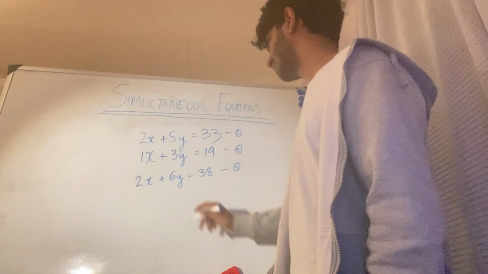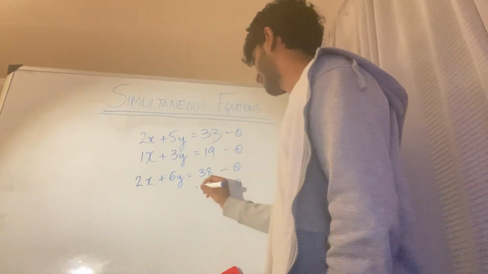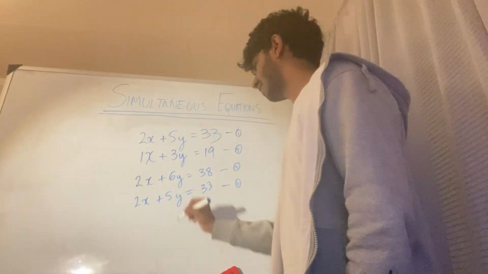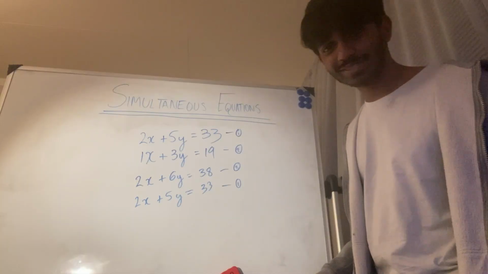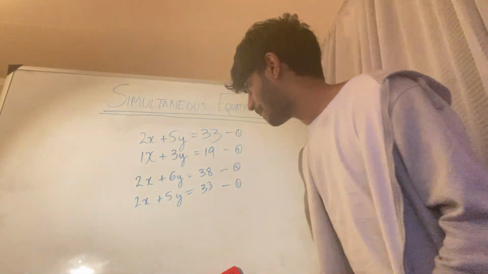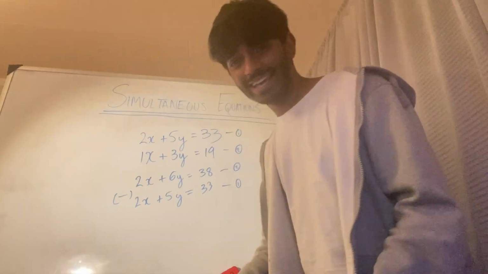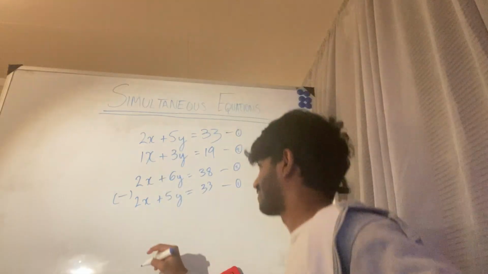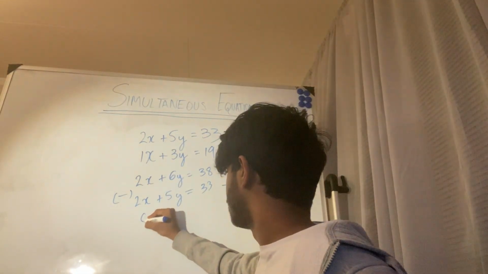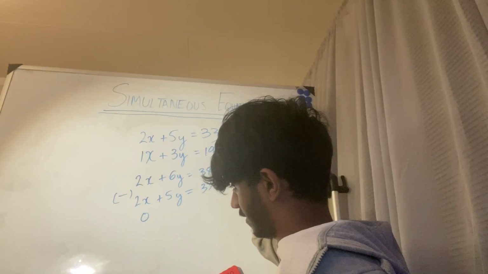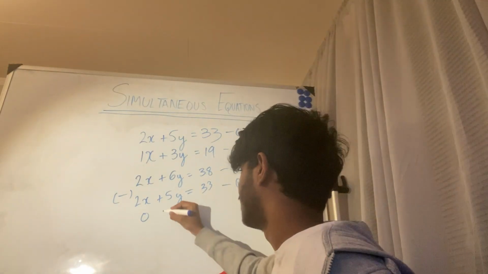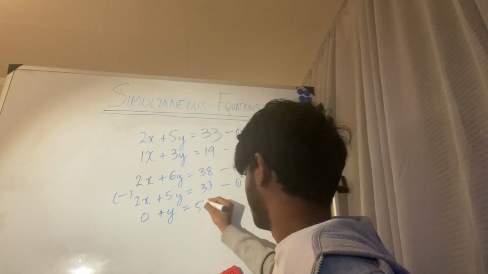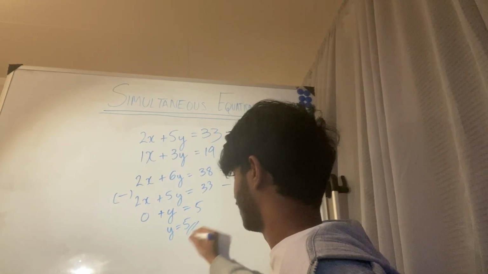Now, what we can do is rewrite equation 1 below it, or really anywhere you want. Right, so now you have 2x plus 5y equals 33. And now, all you have to do is just subtract the two equations. Yes, I sound crazy, but hear me out. Just trust me on this. So what is 2x minus 2x? Simply just 0. What is 6y minus 5y? Just y. What is 38 minus 33? Simply just 5. So y must be equal to 5.